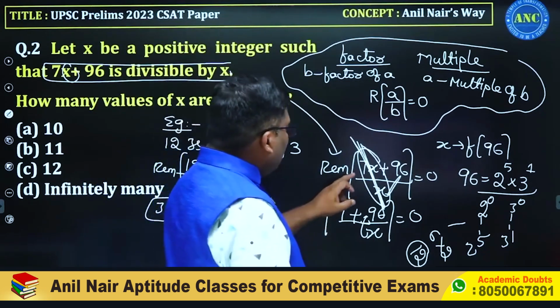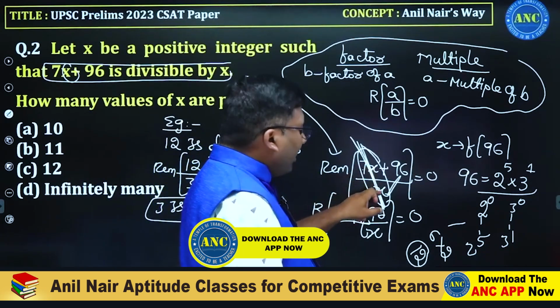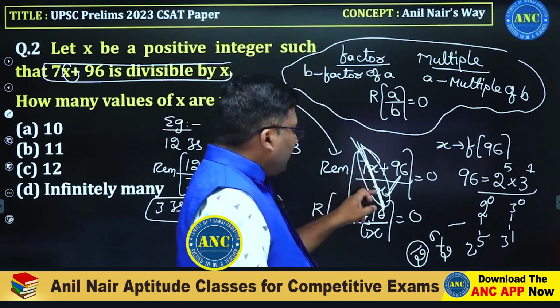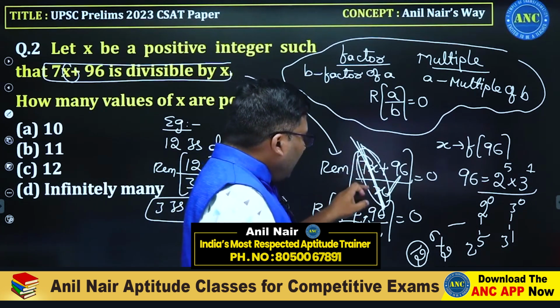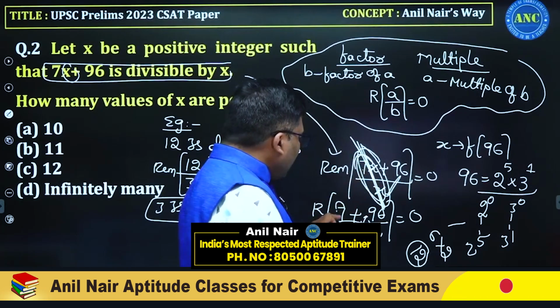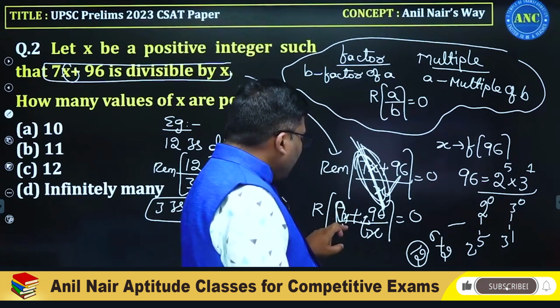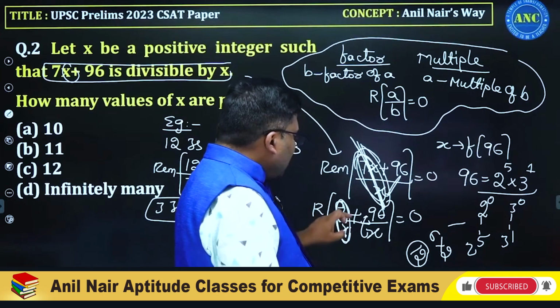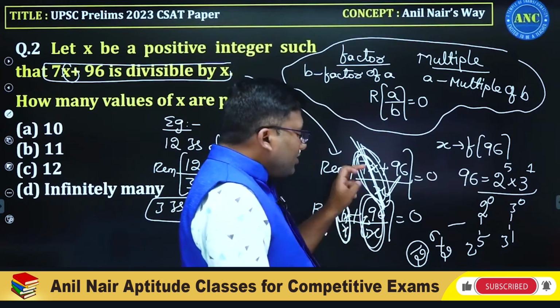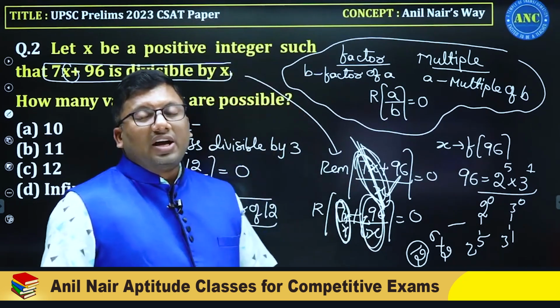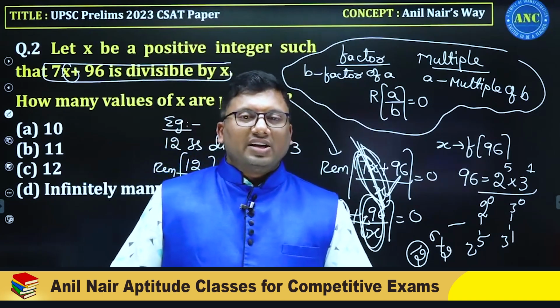See here, 7 into 2 divided by 2, 14 divided by 2, remainder 0. Anyway, this remainder, 7x by x, is 0. The other remainder has to be 0 too. That means x should be a factor of 96.